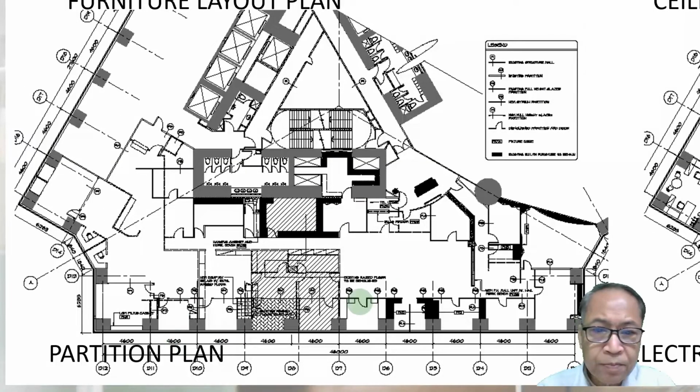And then there's a partition plan. Mostly we need to show the dimension of the partition and the type of the partition: the drywall, lightweight concrete block, that is fireproofing, etc. You see the partition of the furniture here.